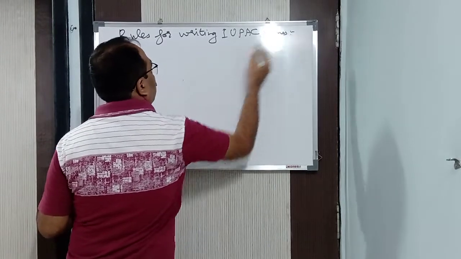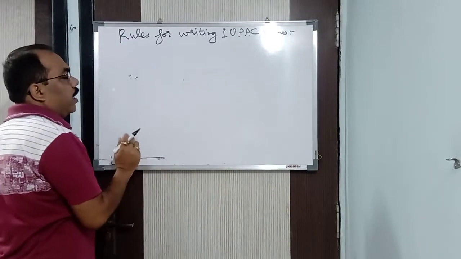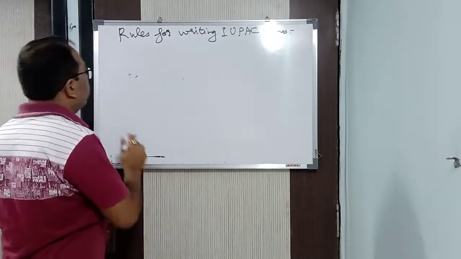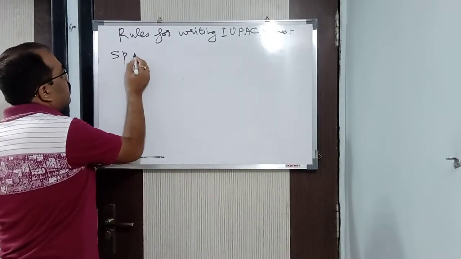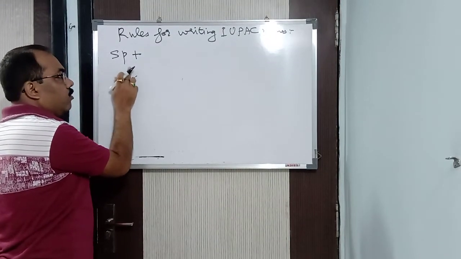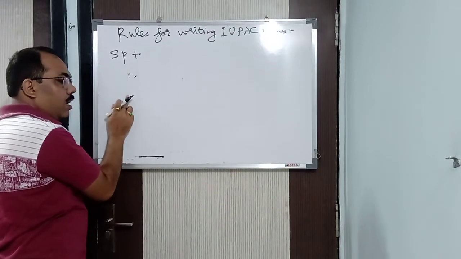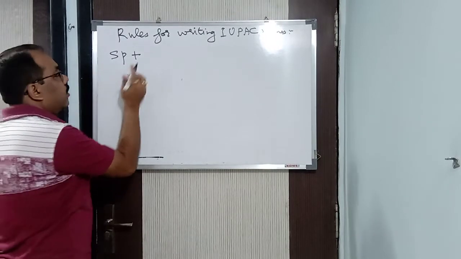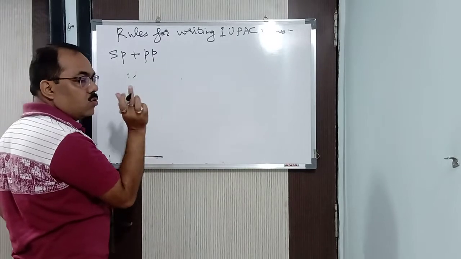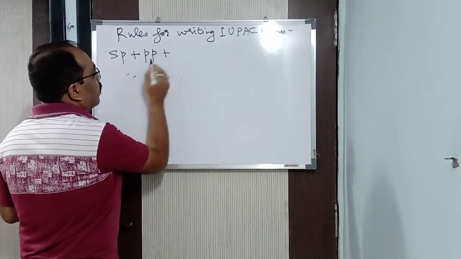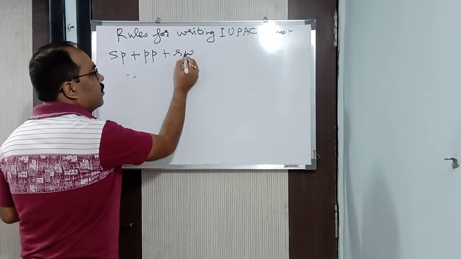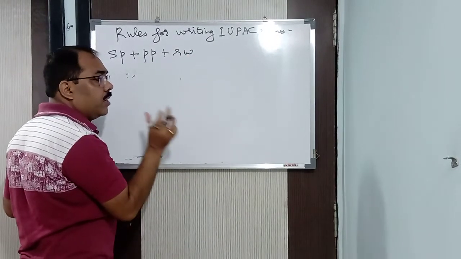Before starting the rules, let me once again remind you the general formula, because the rules are made based upon that. First we write the secondary prefix, which are chloro, bromo, nitro, fluoro, iodo, methyl, ethyl, amino and all these things. Then the primary prefix, which is cyclo, used only for alicyclic compounds, not for any other. Then the root word is nothing but the maximum number of carbon atoms in the main chain.